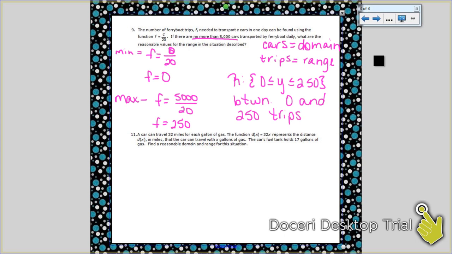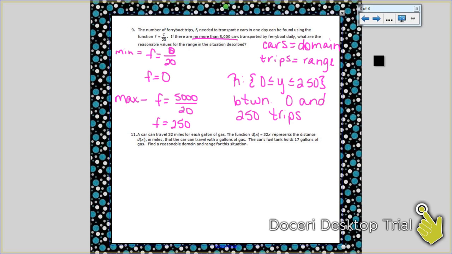So let's do one more, number 11. A car can travel 32 miles for each gallon of gas. The function d of x, which we'll talk about that notation in a couple of days, d of x equals 32x, represents the distance d of x in miles that the car can travel with x gallons of gas. The car's fuel tank holds 17 gallons of gas. We want a reasonable domain and range for this situation.